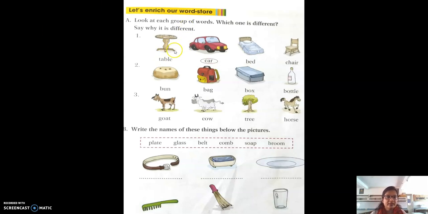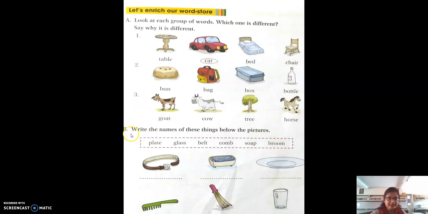For example, in part 1, we have the picture of a table, the second picture is of a car, the third picture is of a bed, and the fourth picture is of a chair. Now, why is the car circled? Car is circled because it is different from the rest 3. Why is it different? Because table, bed, chair, all these are furniture items, but car is not a furniture item, right? So car is different from all the rest 3. Now we are going to look at the other 2 parts also in our answer key, and I'll explain why that particular thing is different.